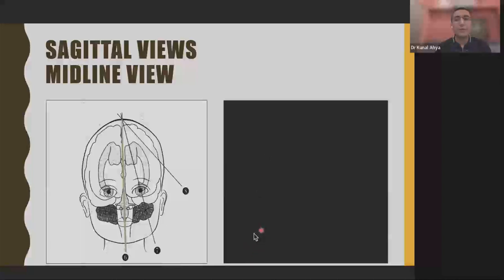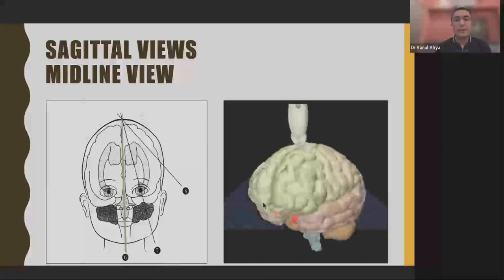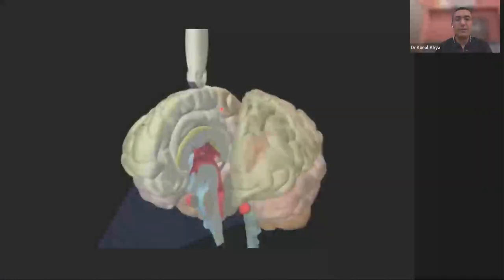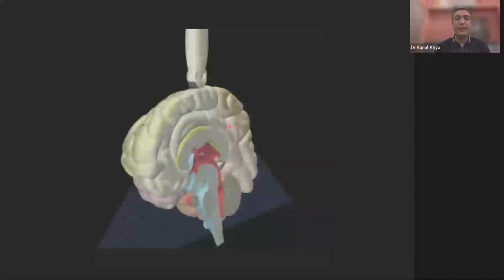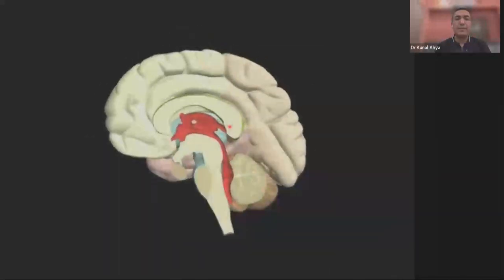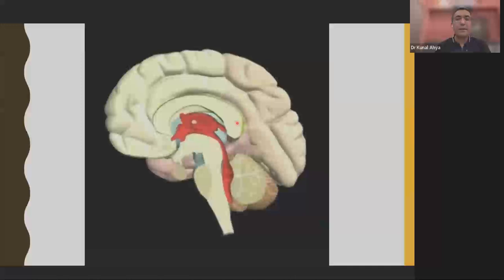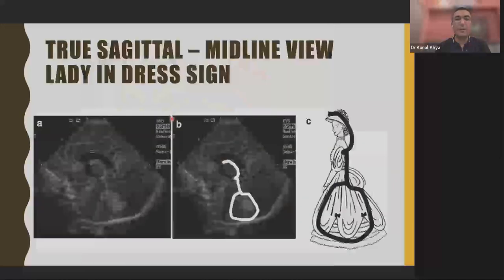So how do we see it? We rotate here. You can see that we have rotated with the marker anteriorly. When we cut open the brain, these are the structures which we see. We'll be seeing each of the structures one after another. So we have to keep it on the center.